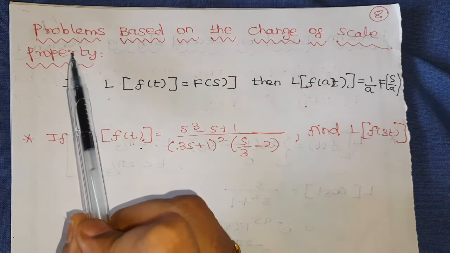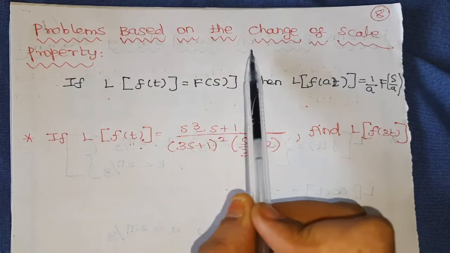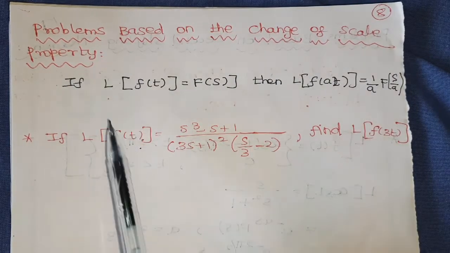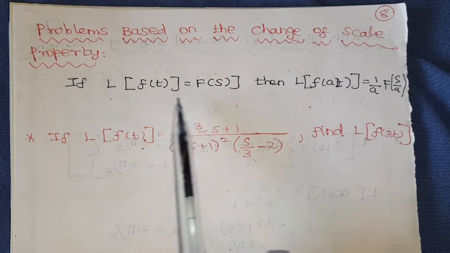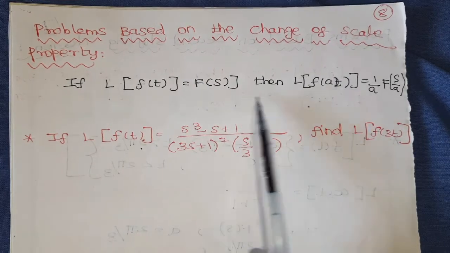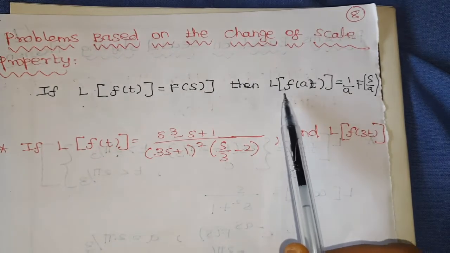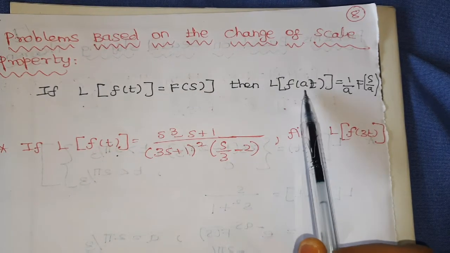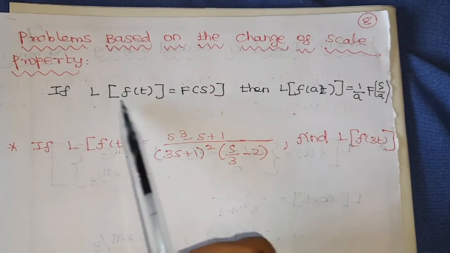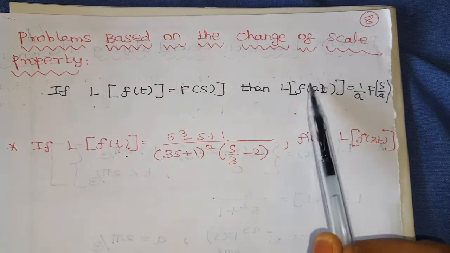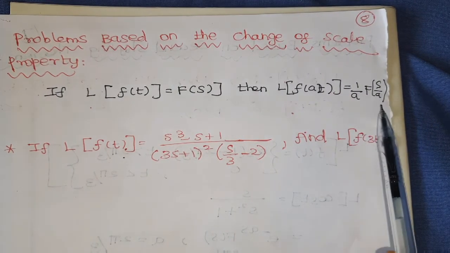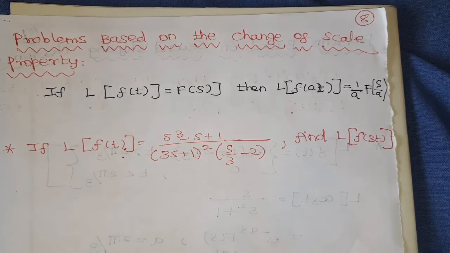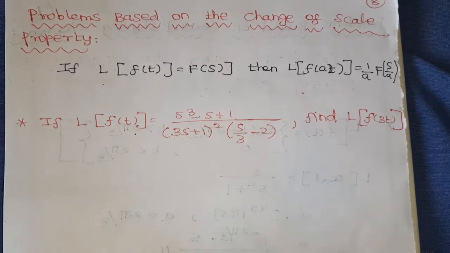Next, we are going to see problems based on the change of scale property. We know the change of scale property: if the Laplace transform of f(t) is equal to F(s), then the Laplace transform of f(at), where the function f(t) is multiplied by a constant, will be (1/a) F(s/a). So based on this, we will solve 2 problems here.